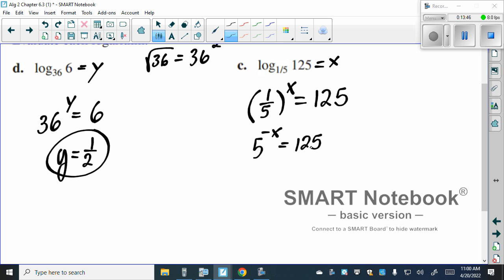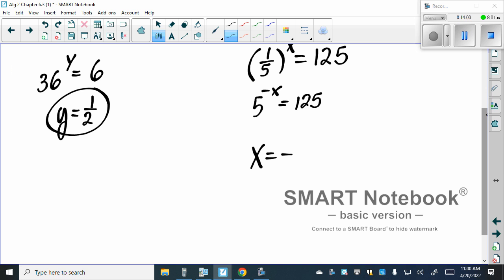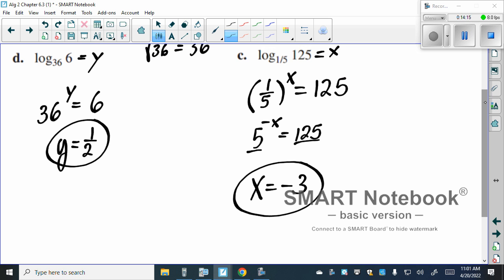So whatever our answer is going to be negative, because we had to move it from the denominator to the numerator. Anytime we're going from a fraction to a whole number or a whole number to a fraction, whatever that answer is, most likely is going to be negative. Now the main question is, how many times do I multiply 5 by itself to get to 125? So the answer for this is -3. So log base 1/5 of 125 is -3. Questions on this here? Any question on anything we've done so far?